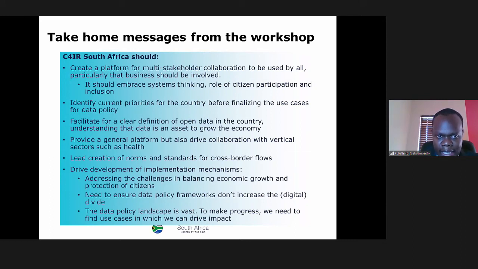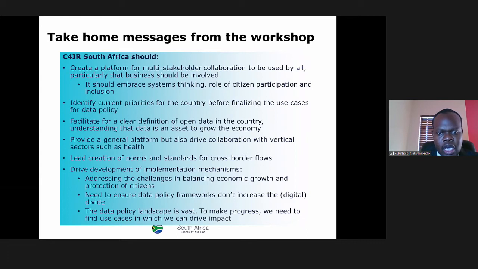We want to identify the current priorities for the country before finalizing the use cases. We need to facilitate for a clear definition of an open data in the country, understanding that as things stand, data is an asset for the growth of the economy. Providing general platform that can also drive collaboration with vertical sectors such as health and many others. And critically, to lead the creation of norms and standards for the cross-border flows. And this is something that I think has been touched as well. Krista spoke of this as well, and I think it's a critical aspect.